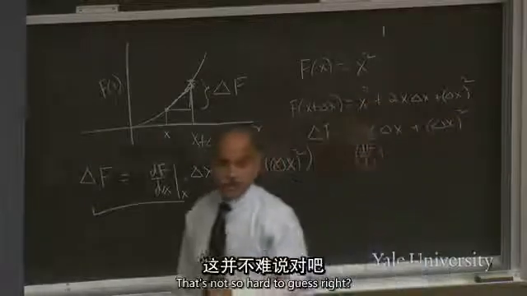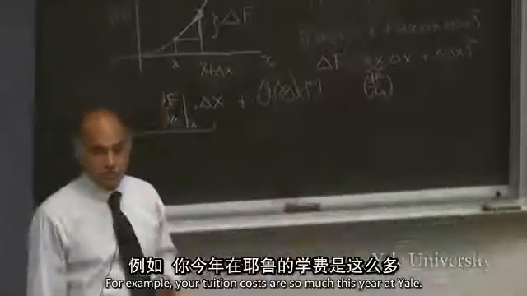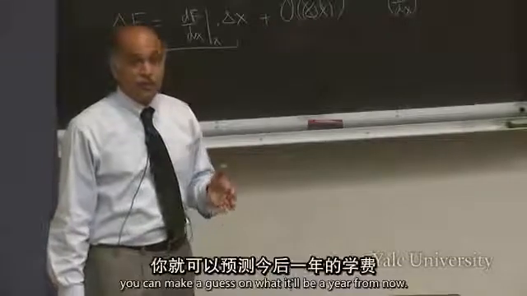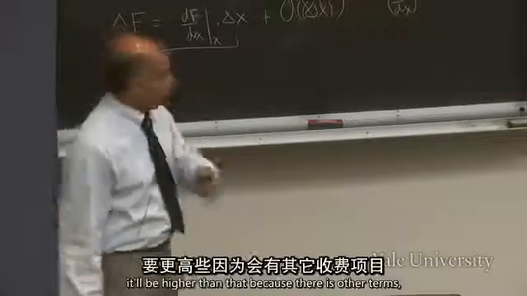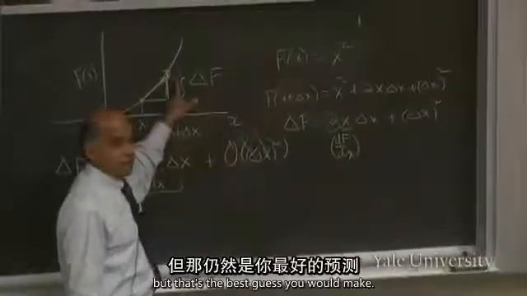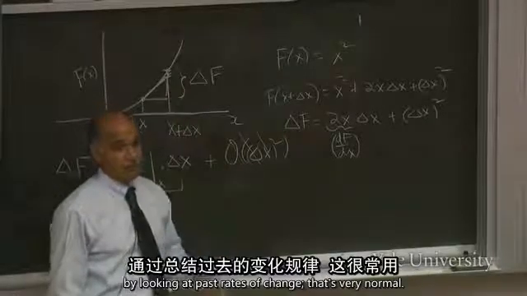That's not so hard to guess, right? For example, the tuition costs are so much this year at Yale. And we know how much it's going up every year. You can make a guess on what it will be a year from now. Of course, in reality, it will be higher than that because there are these other terms. But that's the best guess you would make. That's how we predict the future, by looking at past rates of change.